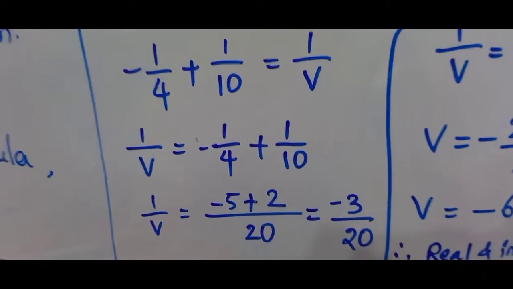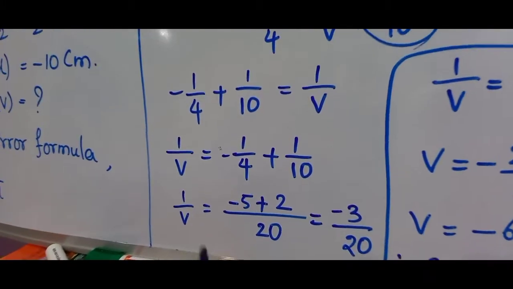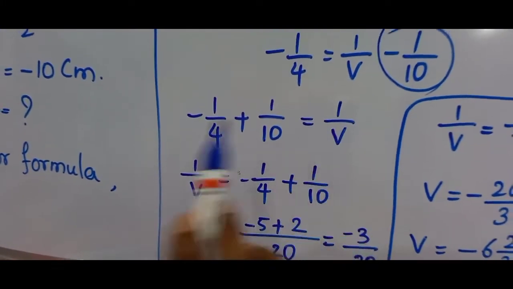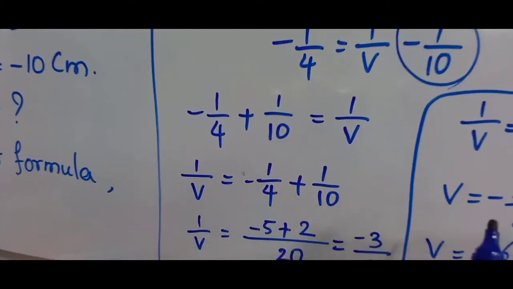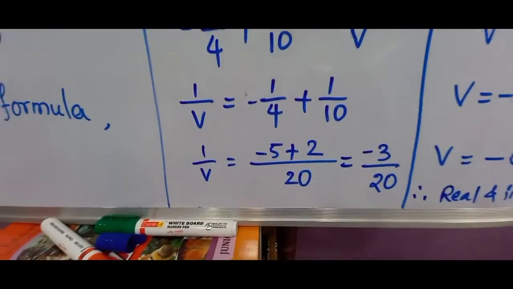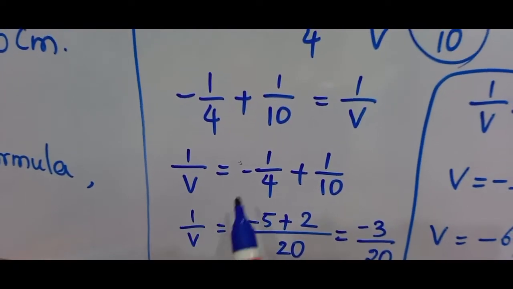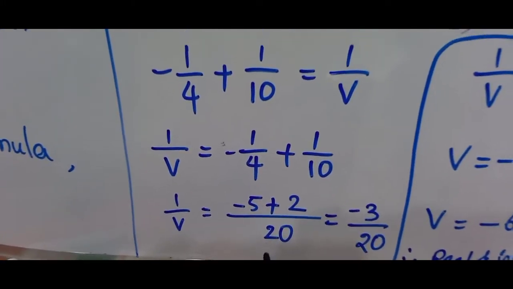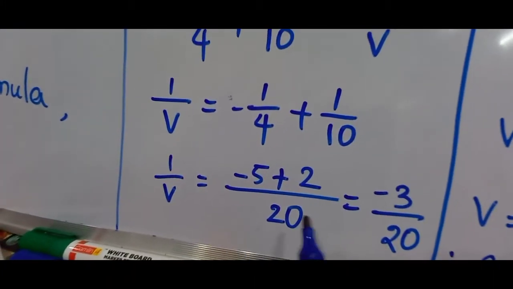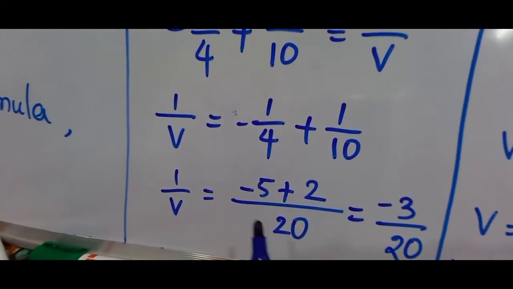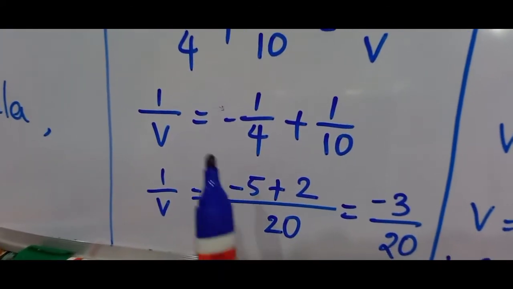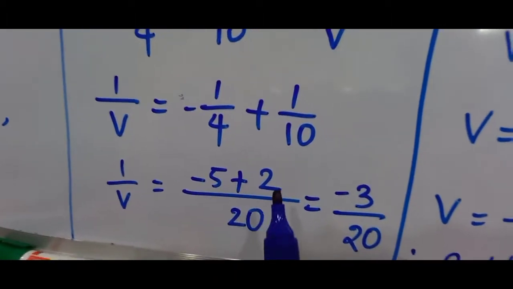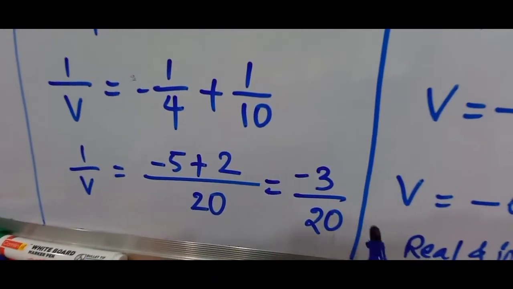Then on further simplification we will get this. I have written 1 by V towards the LHS side, and this part on this side, without any further change. Simply 1 by V is equal to -1/4 plus 1/10. Now take the LCM of 4 and 10. The LCM of 4 and 10 is 20. 1 by V is equal to, over 20: 4 fives are 20, and 5 ones are 5, so -5, as the minus sign is already there. Then 10 twos are 20 and 2 ones are 2, so 2 here. -5 plus 2 is equal to -3/20. 1 by V is equal to -3/20.